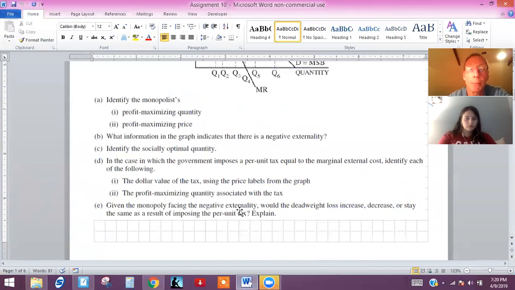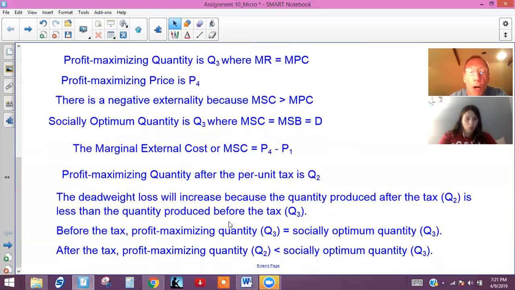Given the monopoly facing the negative externality, would the deadweight loss increase, decrease, or stay the same as a result of imposing the per unit tax? So it's going to increase because, and this is why this one's a little bit tricky. Before the tax, the profit maximizing quantity was Q3, which is also the socially optimum quantity.